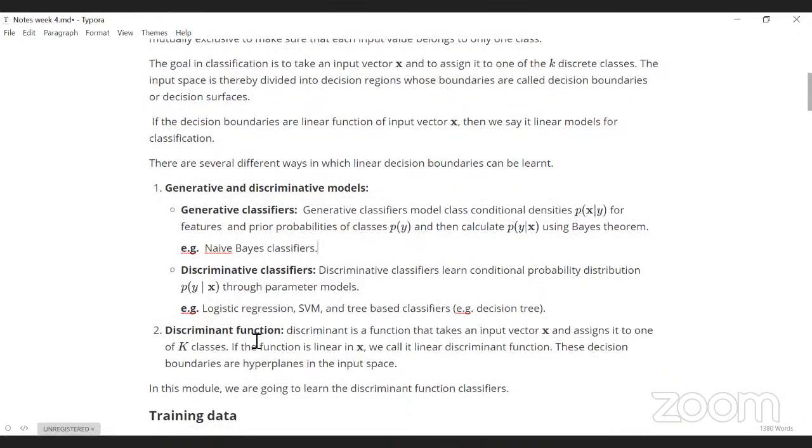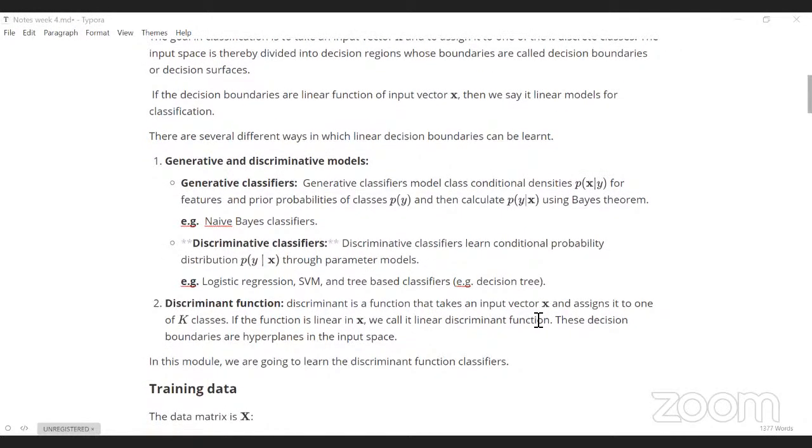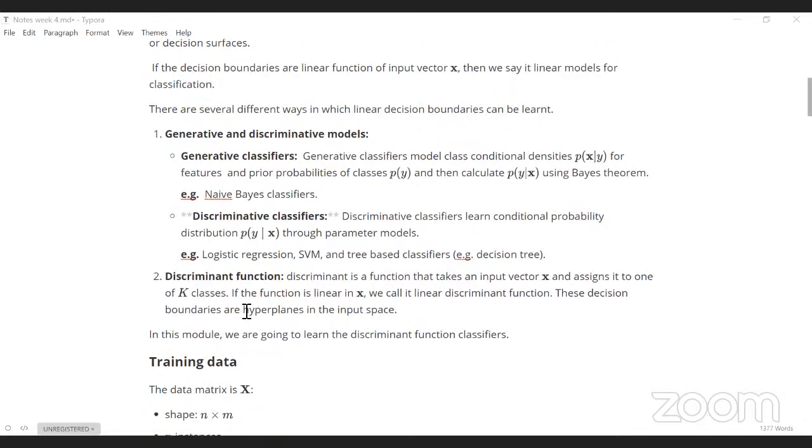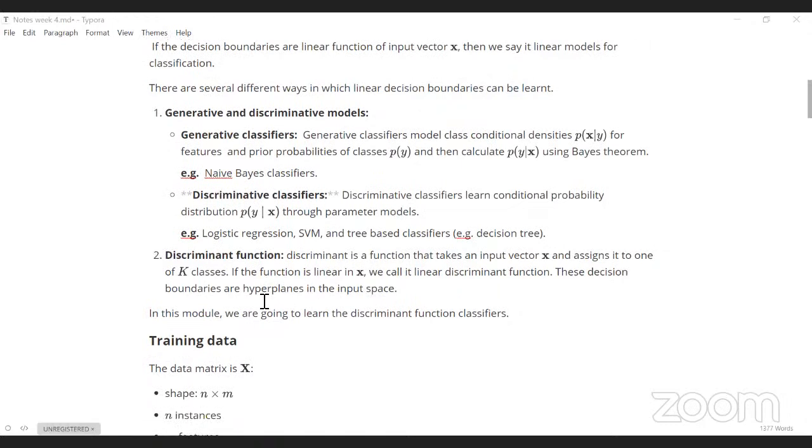In the second type, discriminant functions, rather than learning the conditional probabilities, we try to learn the functions, similar to what we have done in the regression problem. We can say that the discriminant functions or linear classification problems are actually motivated from the regression problem as well. So what is a discriminant function? A discriminant function is just a function which takes an input vector and assigns one of those k classes. It actually is a hyperplane, an m-1 dimensional hyperplane in m-dimensional space, where there are m features.